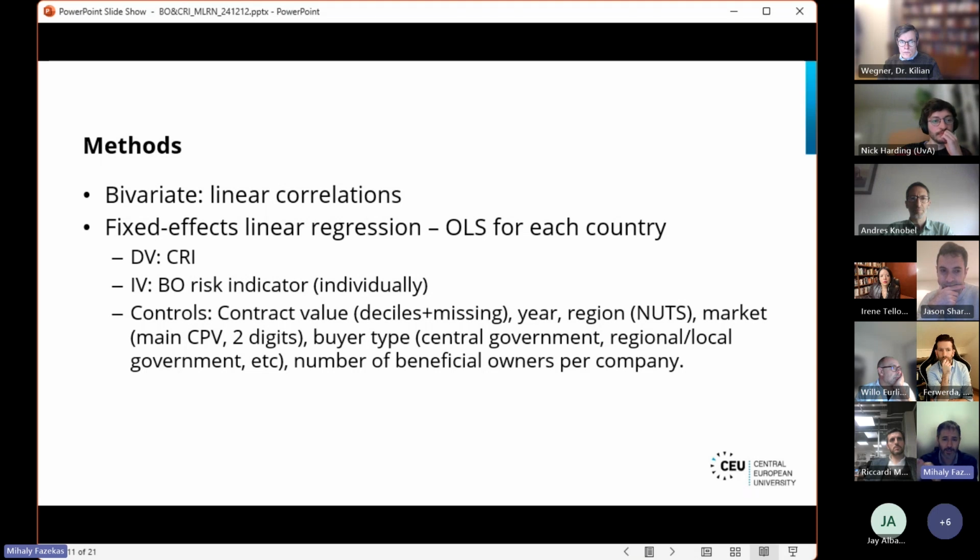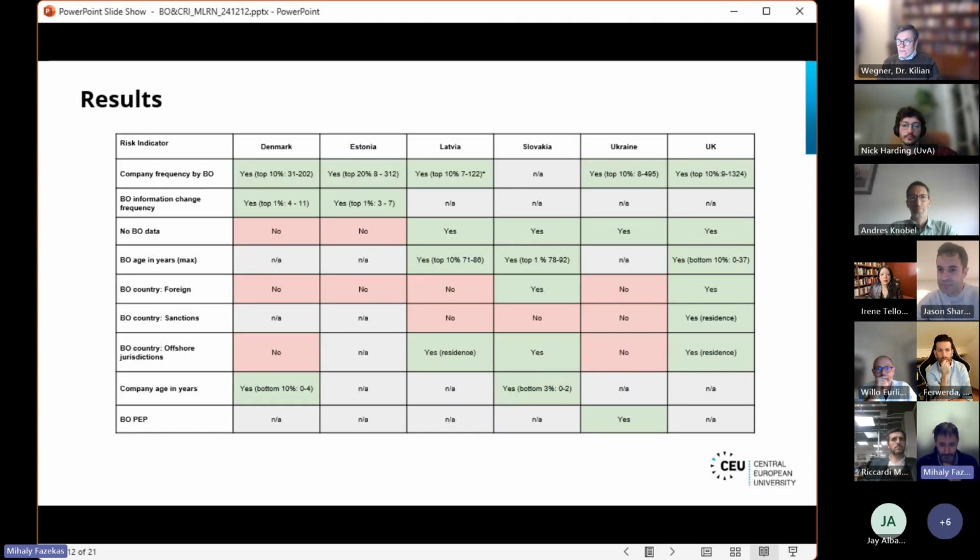We test them separately. And we have a bunch of control variables, which we know determine corruption risk levels, like contract value, year, location, type of the buyer, because central governments versus local governments have different regulatory frameworks. So we try to control for a large number of confounders. The relationships we find are not causal, they're correlational, but that's enough because that's the definition of convergent validity.